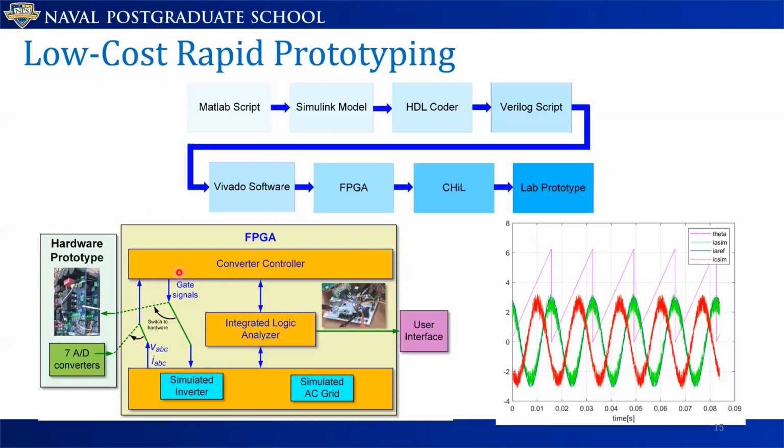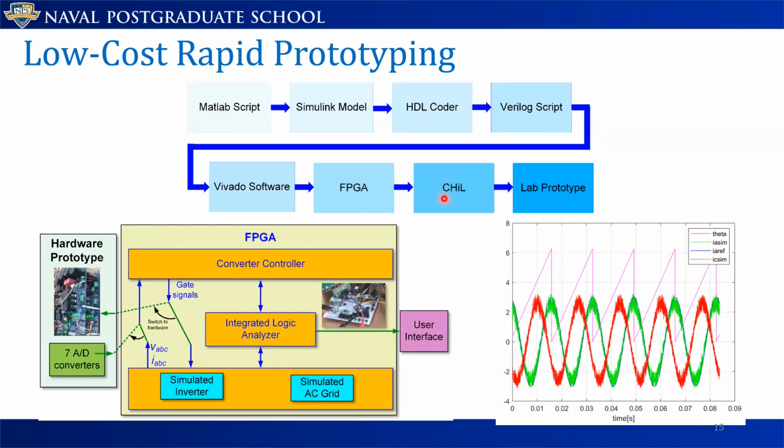And in this block diagram, I show how we do it. Inside the FPGA yellow box, I have the control system that we're trying to prototype, and then I have the simulated inverter and the AC grid. The integrated logic analyzer within the FPGA allows us to get information out of the FPGA, such as what we get in this picture, where we're showing, for example, the reference current with the actual current and the angle. This interfaces with a computer for the user interface.